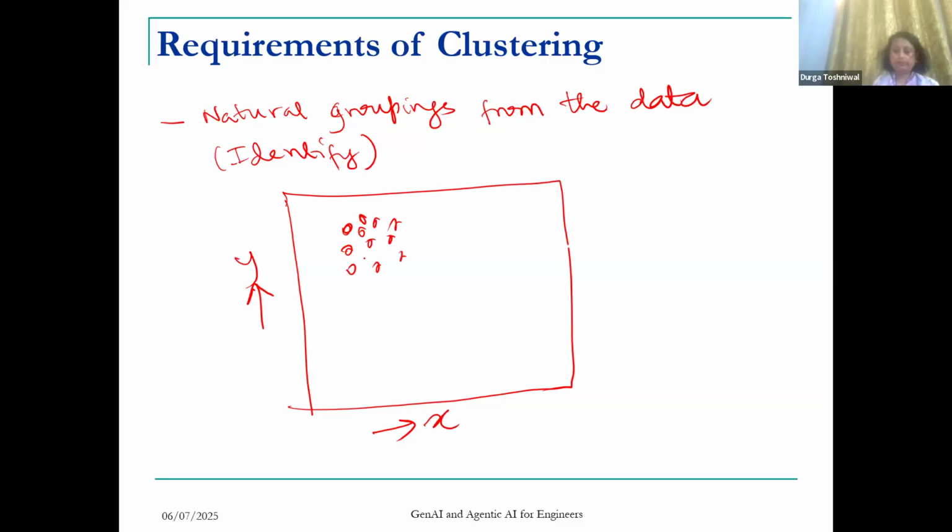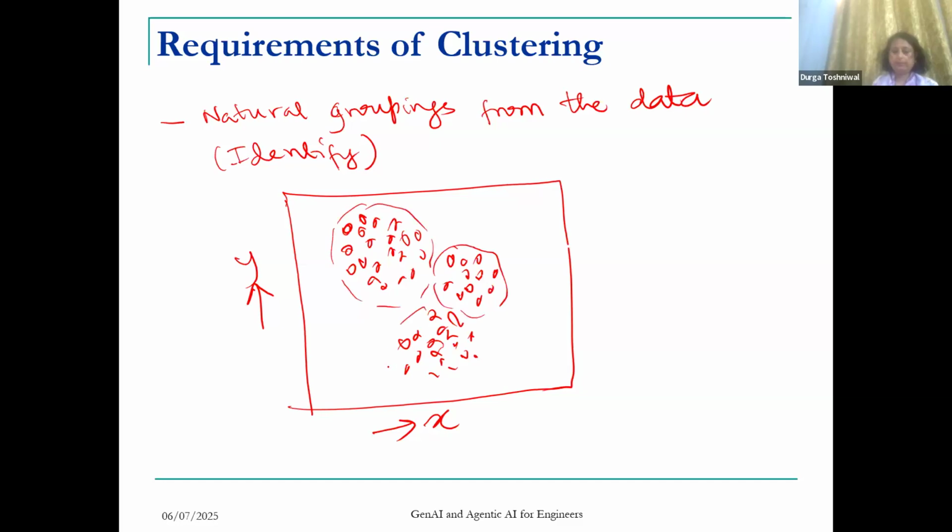Okay, I got it. So let's say that these are the given set of points that we have, say for example, in the 2D space. So our method should be able to identify these natural groupings from the data, right? It should not happen that there is one cluster which is like this and maybe another cluster is like this. It should not happen like this, right? It should be able to identify the correct groupings that are available in the data.